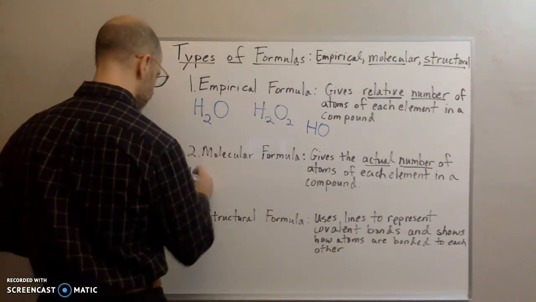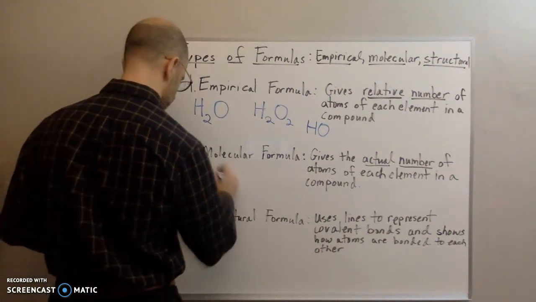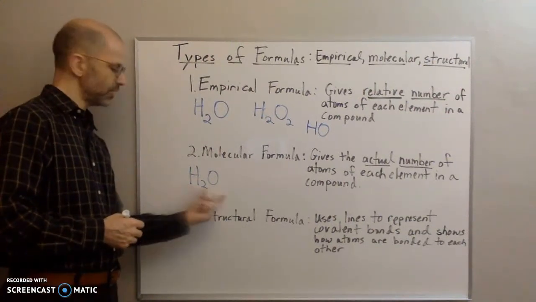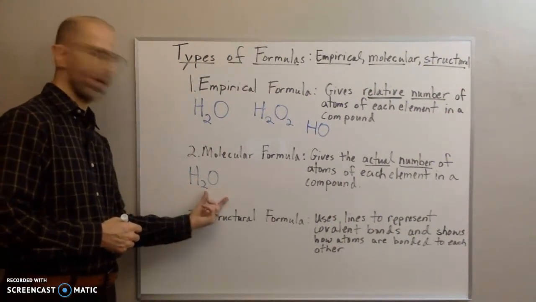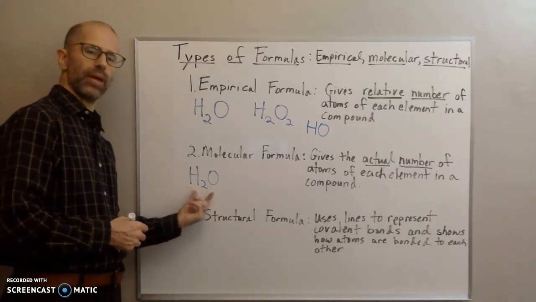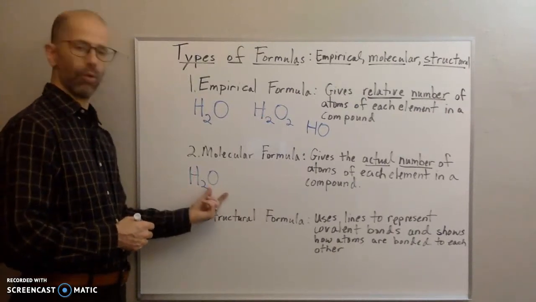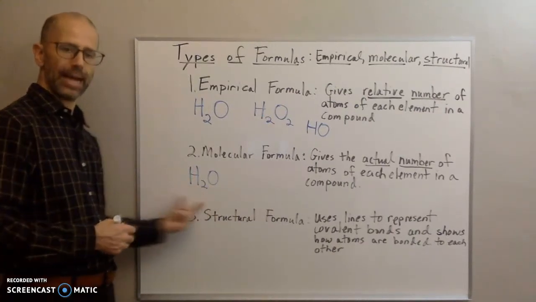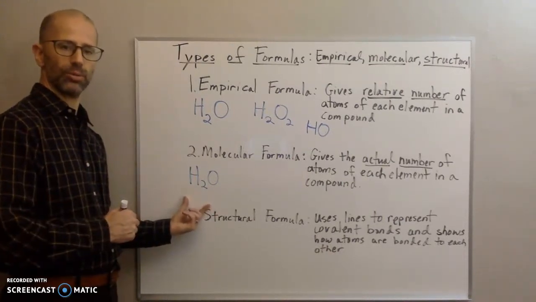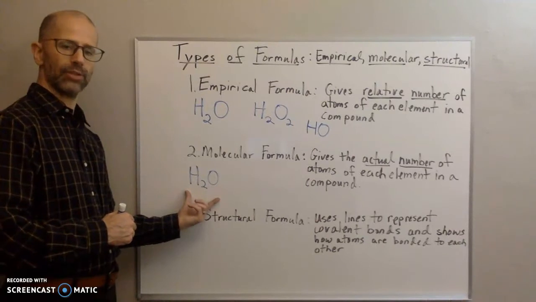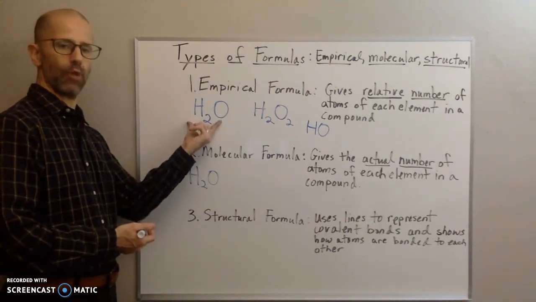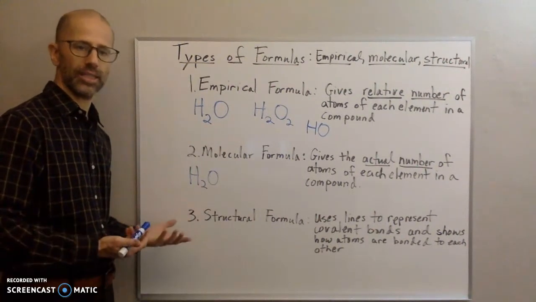So water has the formula H2O, and in this case, these are the actual numbers of hydrogen and oxygen in water. So we have 2 hydrogens and we have 1 oxygen. Those are the actual numbers of hydrogen and oxygen in a water molecule, right? So this would actually be the actual molecular formula. So in this instance, the molecular formula and the empirical formula are the same.